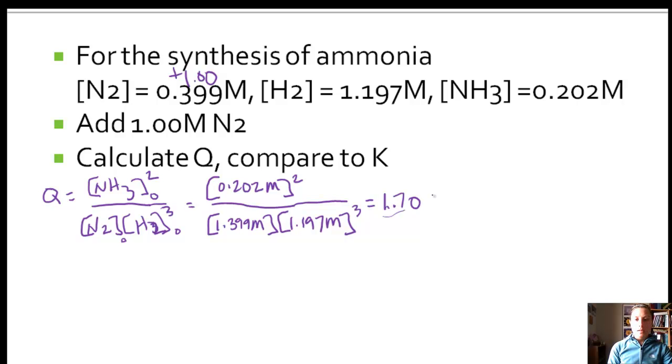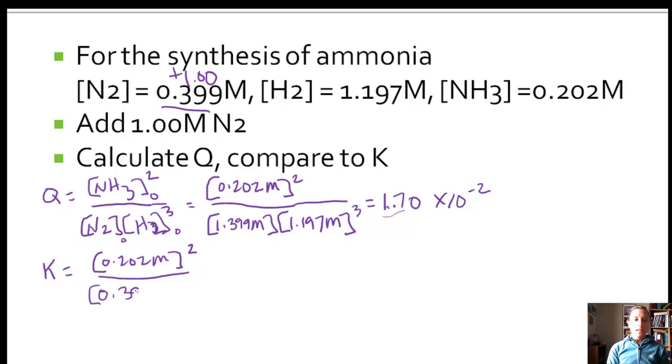1.70 times 10 to the negative 2. Let's compare that to our K value. Here we haven't been given K, so we're going to use equilibrium concentrations. So our NH3 is 0.202 squared, divided by our N2 equilibrium concentration, which was 0.399, and our H2 is 1.197, and that gets cubed. Because these are at equilibrium, then we added the N2, and we looked at the new shift, the Q value. So our K for our initial equilibrium is 5.96 times 10 to the negative 2.